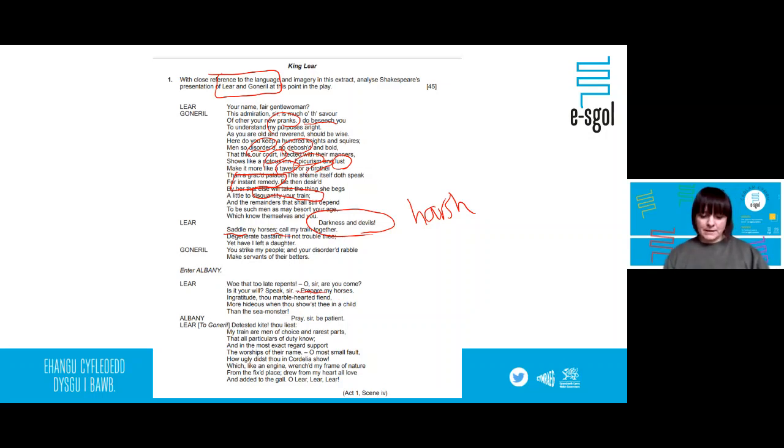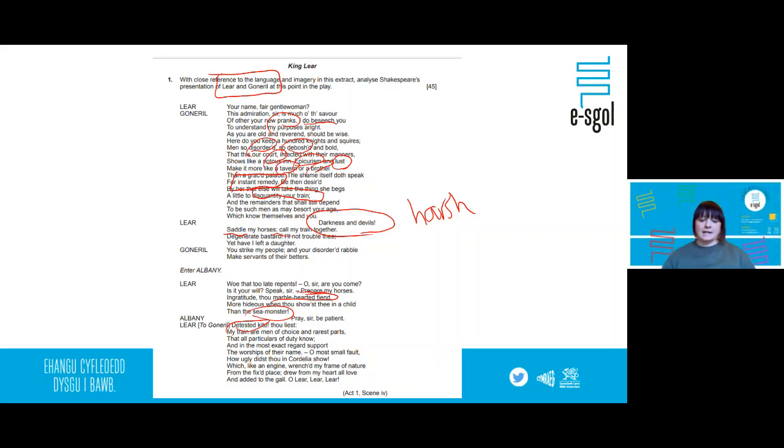"Ingratitude, thou marble-hearted fiend, more hideous when thou showest thee in a child than the sea monster." "Pray, sir, be patient." And then he continues to Goneril, "Detested kite, thou liest." So you've got quite unnatural behaviour shown through those dark imagery choices: "marble-hearted fiend", "sea monster", "detested kite". All of those words show dark imagery choices and unnatural behaviour, okay?